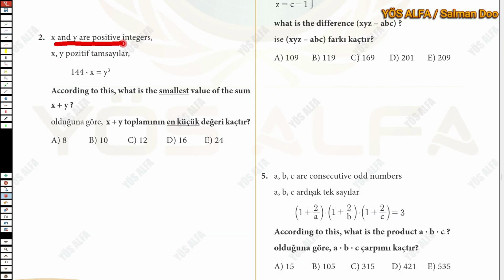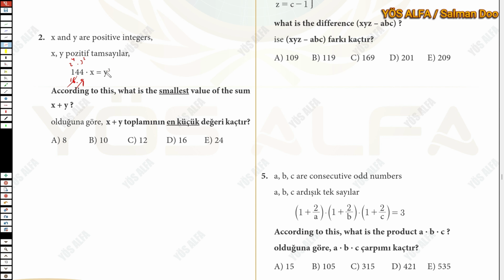2. X and Y are positive integers. The word integer is really important. I'm going to explain why later. So we have this expression and we're asked to find the smallest value of the sum x plus y. So let's prime factorize it first. 144 is the same as 16 times 9, which is then again the same as 2 to the 4 times 3 squared. On the right hand side of the equation we have the cubic expression.